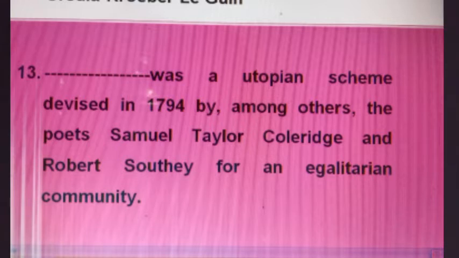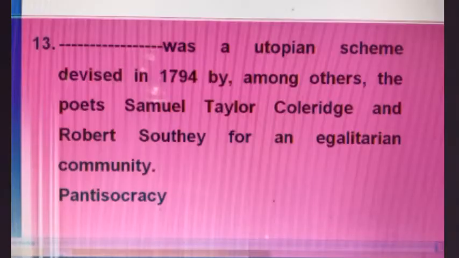Question number 13. Dash was a utopian scheme devised in 1794 by, among others, the poets Samuel Taylor Coleridge and Robert Southey for an egalitarian community. Answer: Pantisocracy. Pantisocracy was a utopian scheme devised in 1794 by, among others, the poets Samuel Taylor Coleridge and Robert Southey for an egalitarian community.